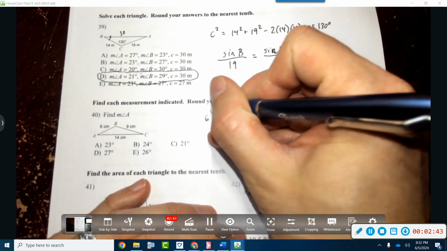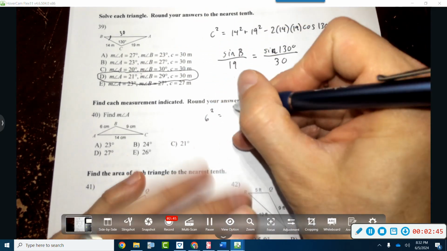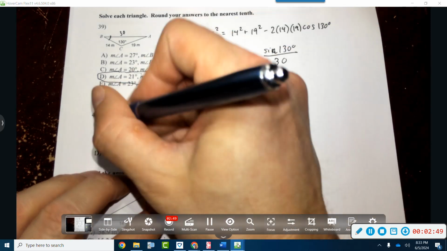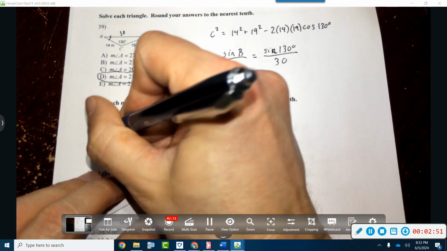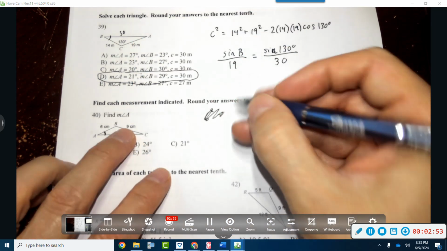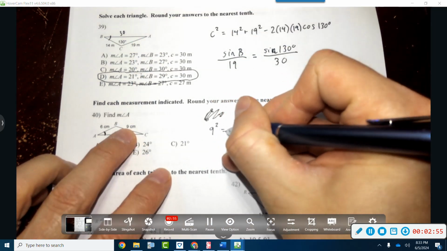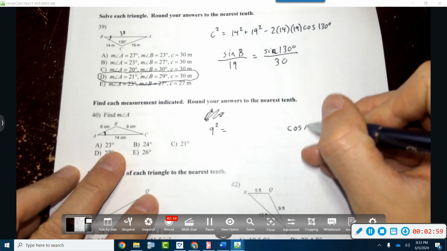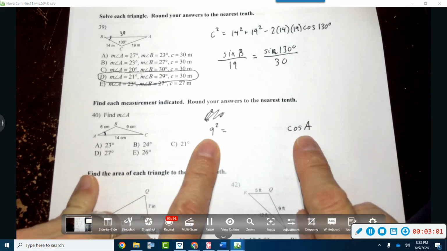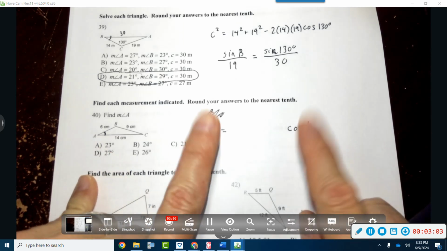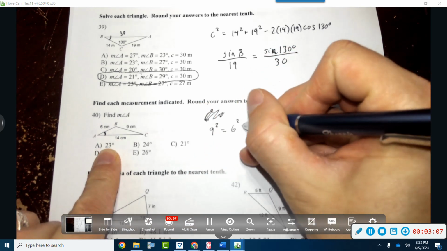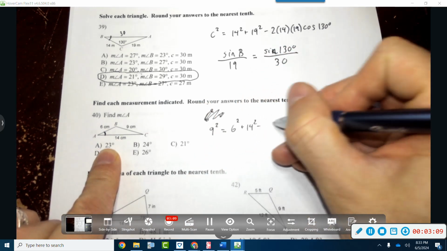C is going to be 6 squared equals 6 squared. Oh, wait, no, I want A. So I need A. So that means I need 9 squared to be here because that would be lowercase a, and over here would be the cosine of A. Okay, so these have to match up. Make sure you do that. It seemed like you guys had no problem remembering that. And then these guys will just be the other guys.